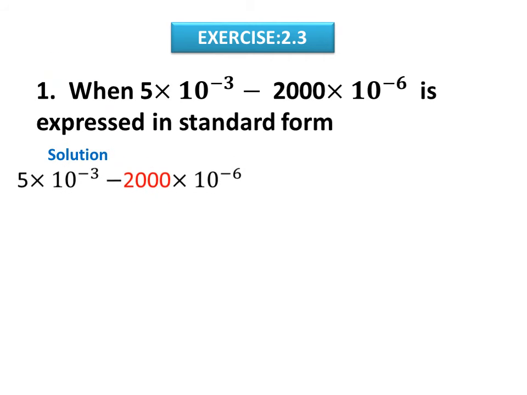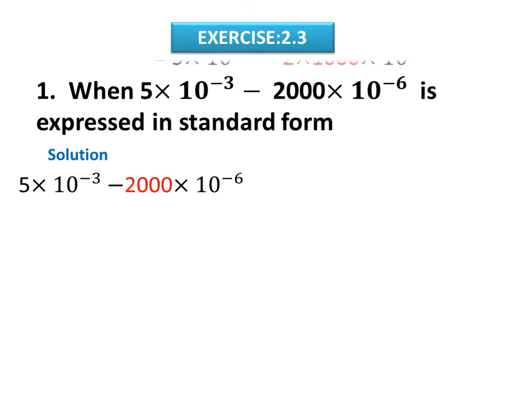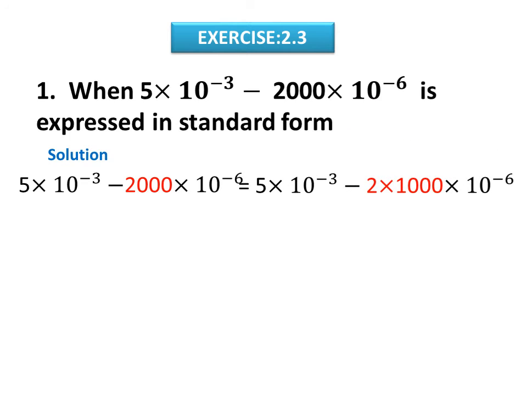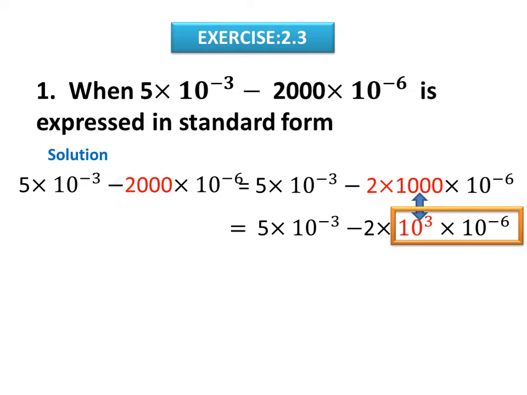First, I am going to take 2000 and simplify it. 2000 can be written as 2 into 1000, and the 1000 can be written as 10 power 3. Now we are going to simplify 10 power 3 into 10 power minus 6. As their bases are same and powers are different, we can write the common base and add the powers.